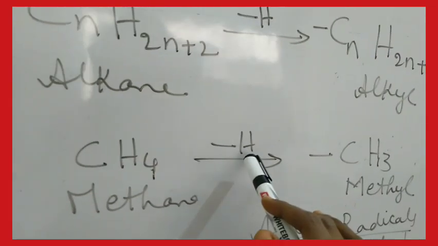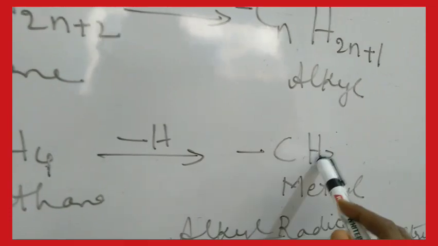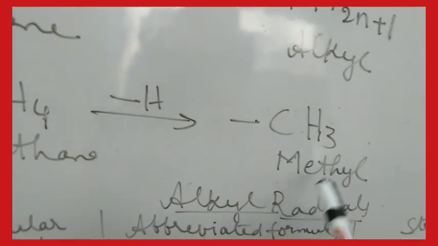Methane, CH4. I have removed one hydrogen. One hydrogen is removed, 4 minus 1, 3. So you will write CH3. You call it methyl. Initially it was methane. Now you call it methyl.